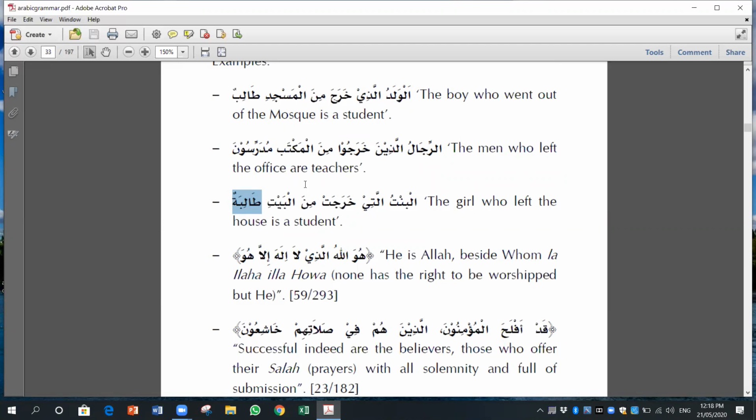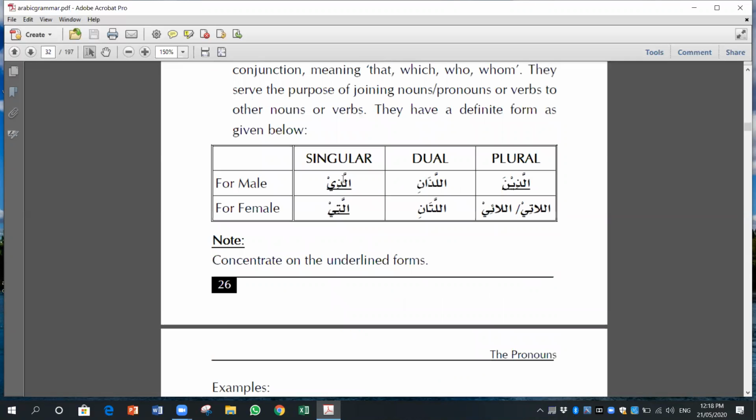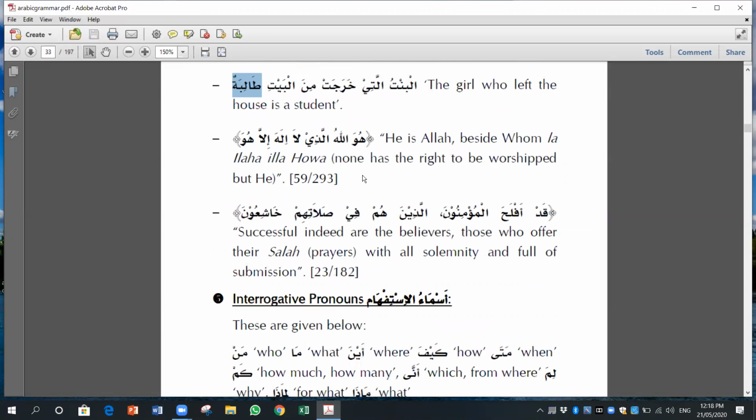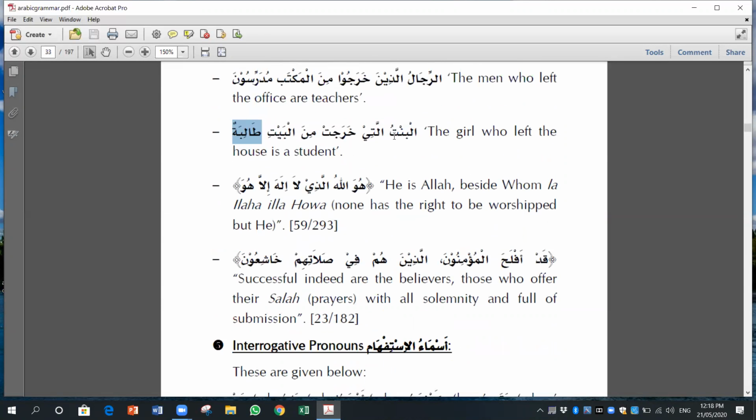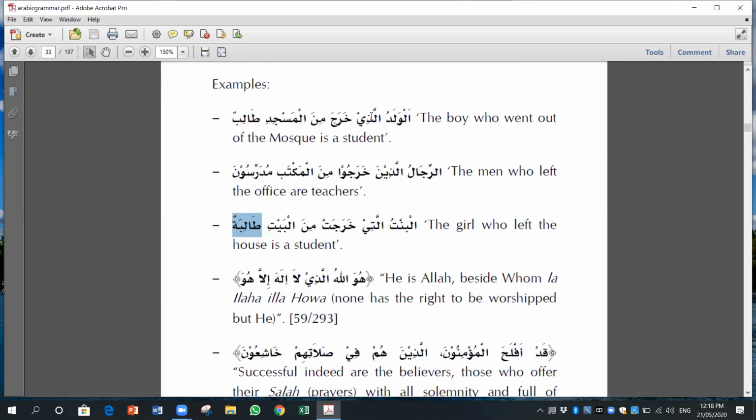Okay. So these were some examples of these conjunctions used in sentences according to the nouns for which they are being used. If it is a female, then it is allati. If it is a male and plural, it is alladhina. If it is singular, it is alladhi.